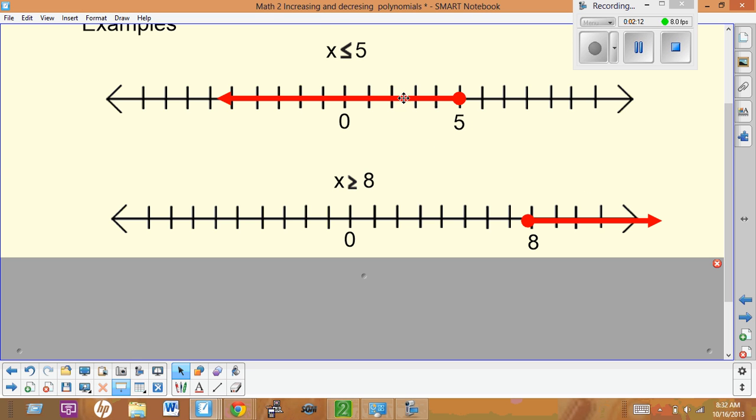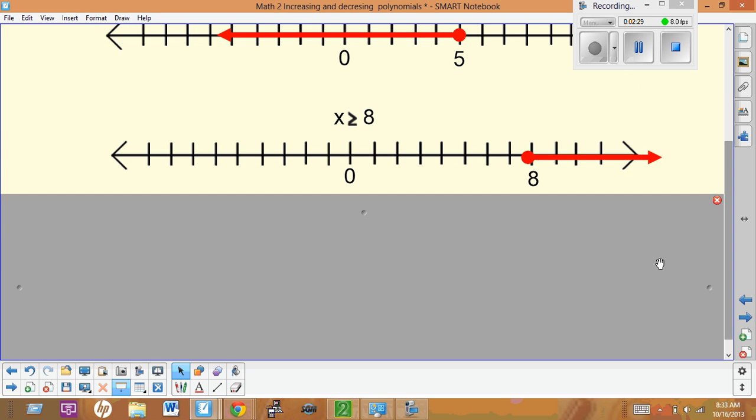Now, if you've forgotten what the less than and greater than symbols mean, remember this is a less than, and with a line underneath it means equal to, so you can have it with or without the line. This is a greater than, with or without the line. So make sure you jot that down in your notes as well in case you've forgotten.